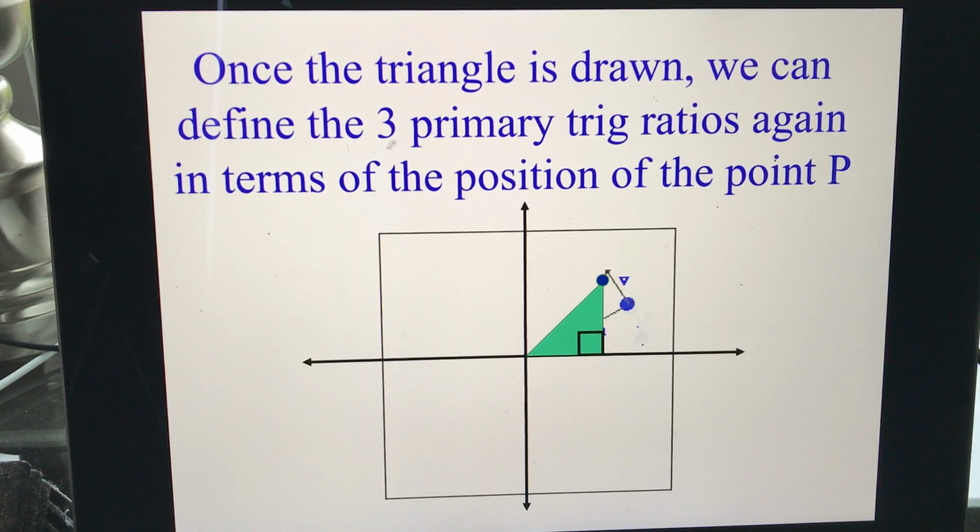Once a triangle is drawn, we can get back into our world of the three primary trig ratios in terms of the position of P, this point. Because once this triangle is drawn, we can throw a theta back in there and say, okay, this is theta, I know SOHCAHTOA, I can now get some information and figure out that point, essentially the coordinate of that point. That's what we're aiming for.